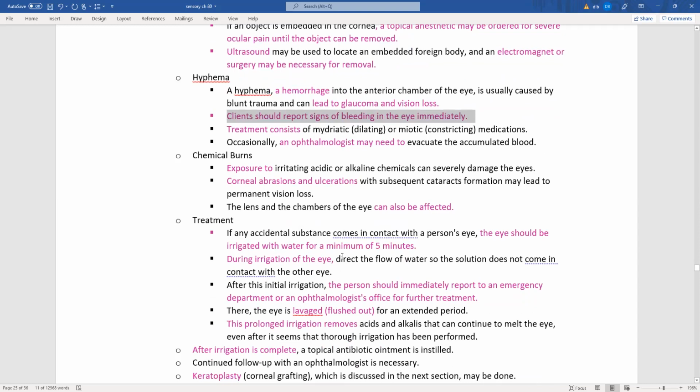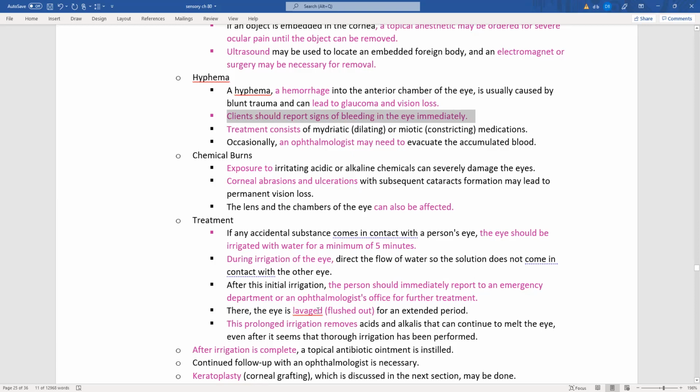Treatment: if any accidental substance comes into contact with the person's eye, wash it out, meaning irrigate it with water for about 5 minutes. The minimum is five, it may be longer. During irrigation of the eye, direct the flow of water so the solution does not come in contact with the other eye. After this initial irrigation, the person should immediately report to an emergency department or an ophthalmologist office for further treatment.